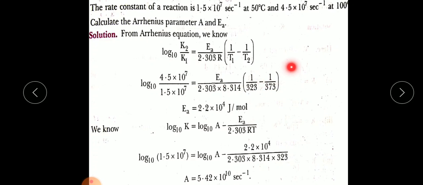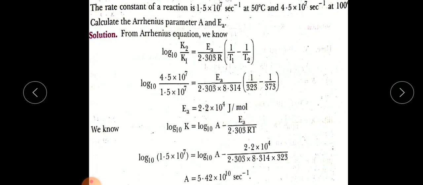Now when you simplify it, this value you can find with the help of a calculator, because the 10^7 and 10^7 cancel, so it becomes 4.5 by 1.5, which is 3, so it will become log 3. So you calculate the value of log 3, and when you simplify it, the value for EA, the activation energy, will come as 2.2 × 10^4 joule per mole.